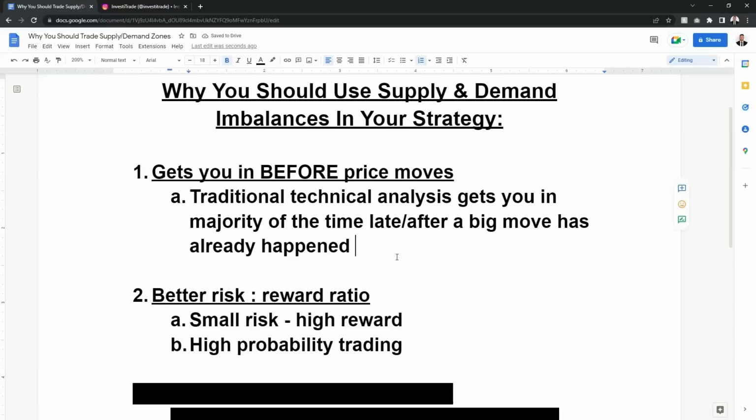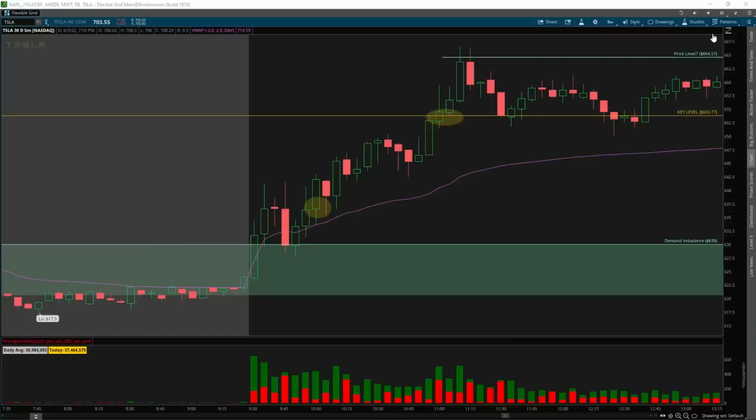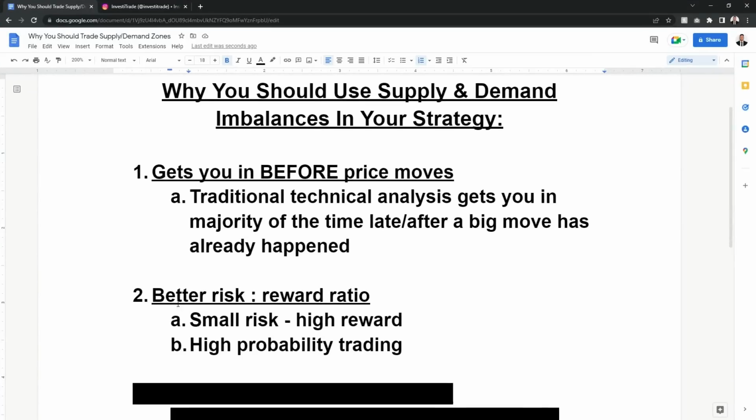If we got long when Tesla was above this line, our risk was too much compared to what we were going to get rewarded if our analysis was correct. However, if we got long at the demand zone, we have a much better risk to reward ratio where our risk is much smaller and our reward is much higher. This not only gives us a high probability trading setup, but this could also enable us to lose a lot more of the times because we know our risk is small and our reward is high, and our risk to reward ratio is much larger. Whereas if it was slimmer, maybe we're risking one to make one, then we can't afford to lose as much.